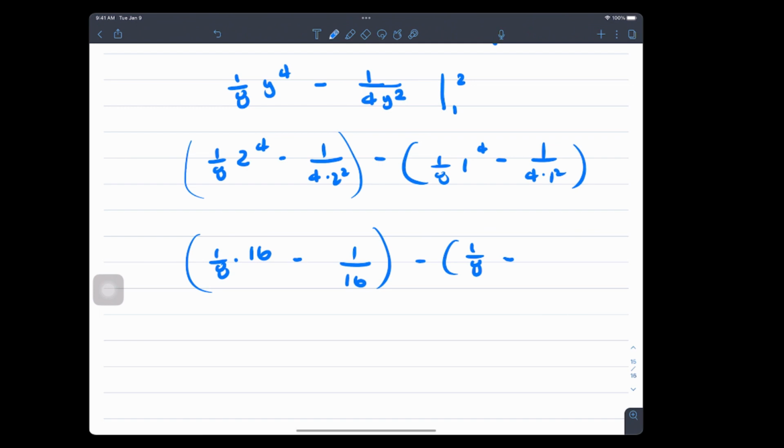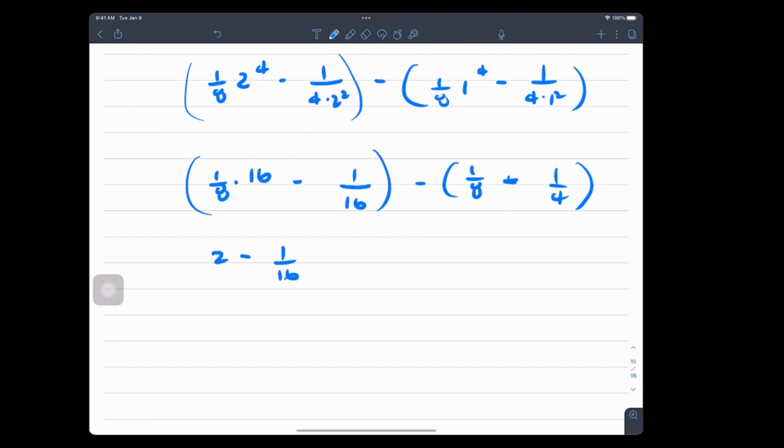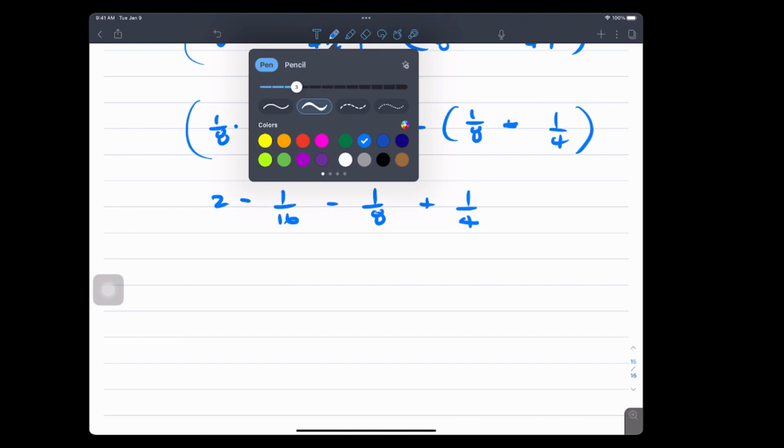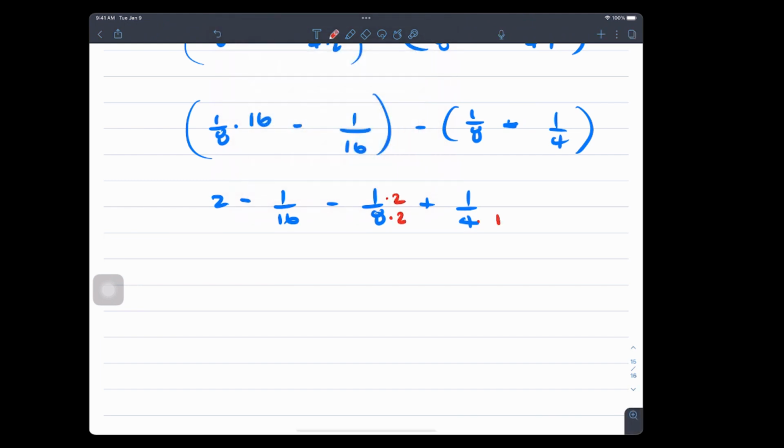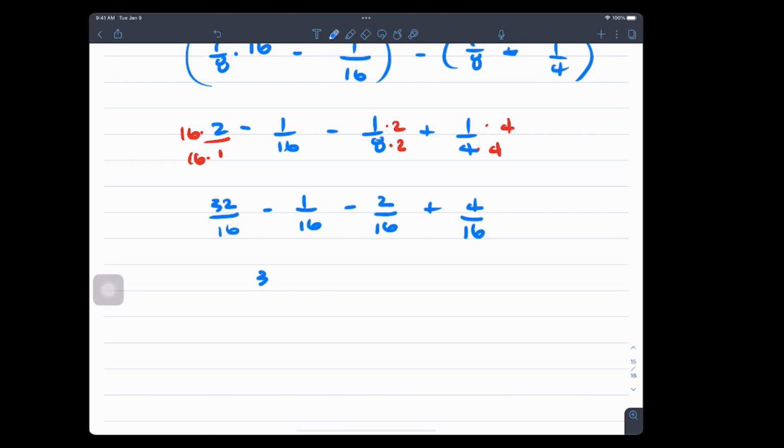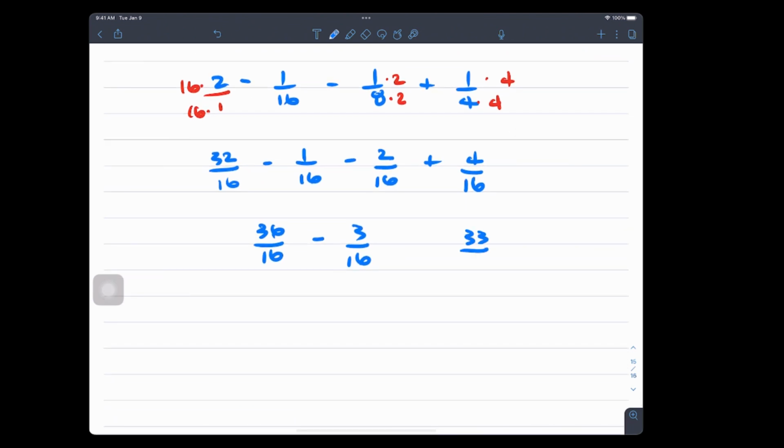That's minus 1/8 plus, no, that's going to still be minus 1/4, but we're going to distribute. Okay, so this will be 2 minus 1/16 minus 1/8 plus 1/4, I guess. Okay, so the common denominator is 16. So I'm going to multiply this by 2, 4 over 1, 16, it looks like. So this is going to give us 32/16 minus 1/16 minus 2/16 plus 4/16. That's 36/16 minus 3/16, that's 33/16. Anyway, here's your arc length.